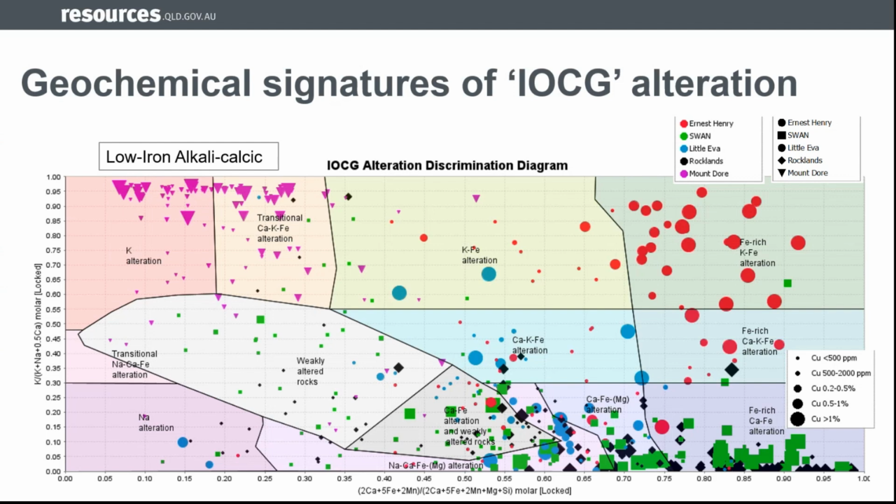If you want to define a Cloncurry style IOCG, that's the one at the bottom, the one which doesn't have volumetrically significant potassic alteration. You can find it, but you have to look for it. So the dominant signature is calcic ferric.